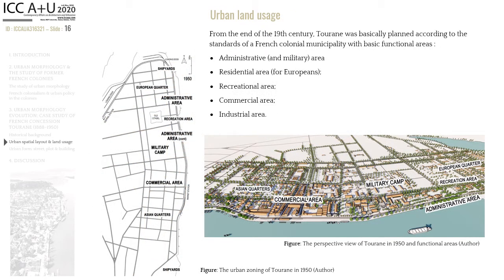Regarding urban land uses, from the end of the 19th century, Tourane was basically planned according to the standards of a French colonial municipality with basic functional areas: administrative, residential, recreational, commercial, and industrial areas.